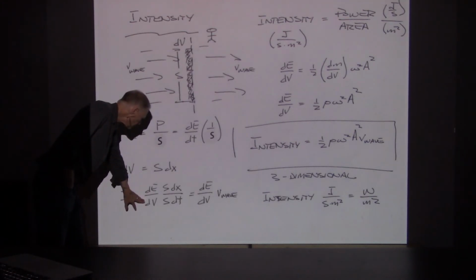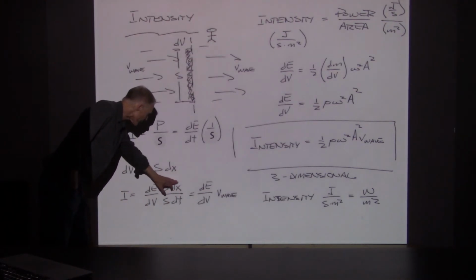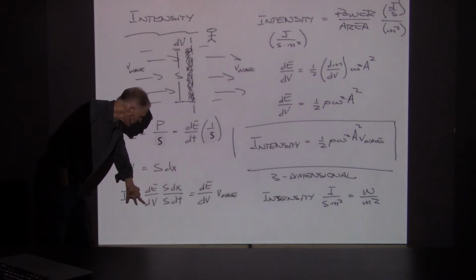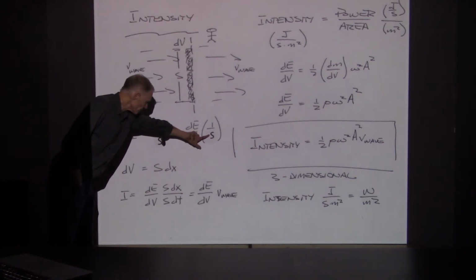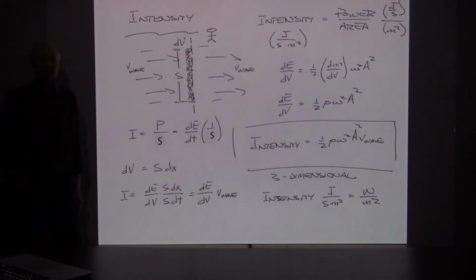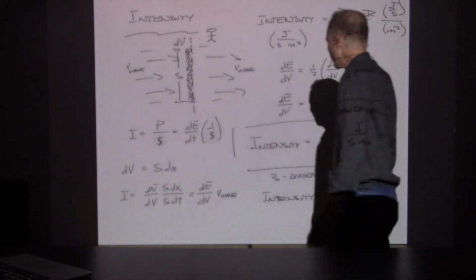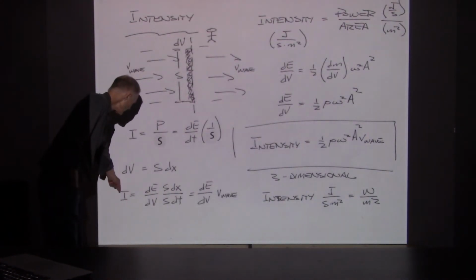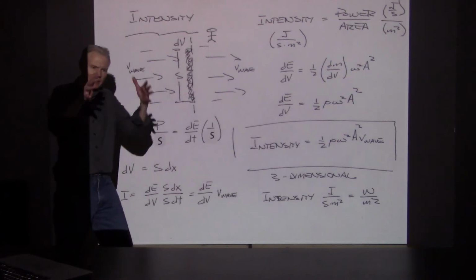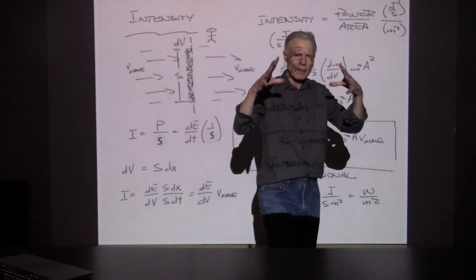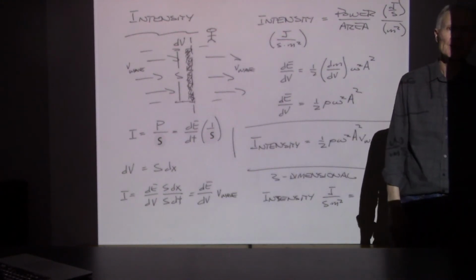So when I take dE, d volume, I'm going to add a d volume here, and I'm going to add an S dx here. So the S dx here matches the dV here. Now, the S that we have here cancels this S, and so we're left with dx dt. You guys remember dx dt? That's the speed of the wave. And so what we've done then is shown that the intensity can be written as an energy density times the speed of the wave. If I've got some material and it's got this much energy stored per volume, and then I give that a velocity, that gives me intensity.